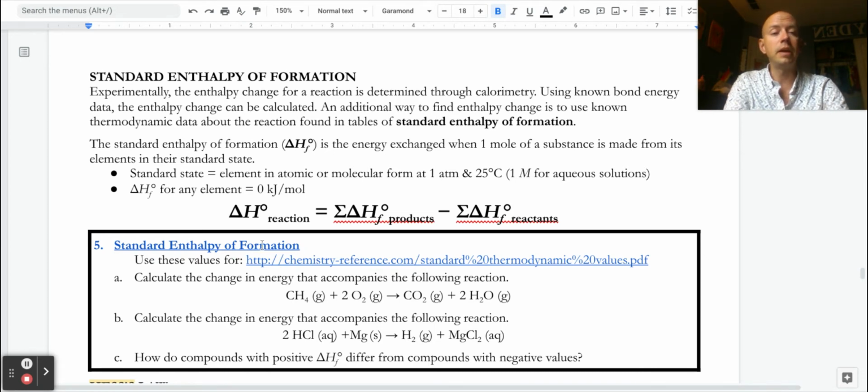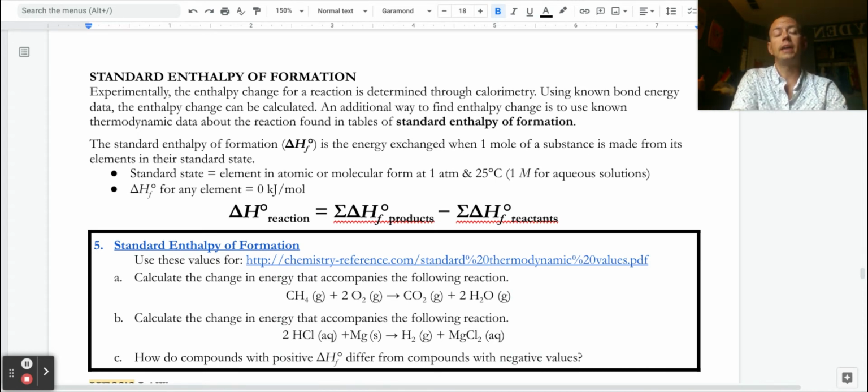The standard enthalpy of formation will often be given in a table, and a lot of times it's given with other thermodynamic data, including free energy or entropy. When we're looking at standard values, we are looking at the standard thermodynamic state: the element itself in either its atomic or its molecular form. So, oxygen gas, for example, would be O2, but helium would be He, just a He atom, at 1 atmosphere and 25 degrees Celsius. So, not STP, but similar.